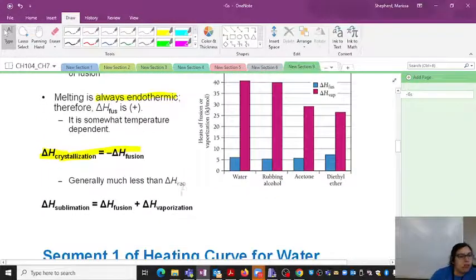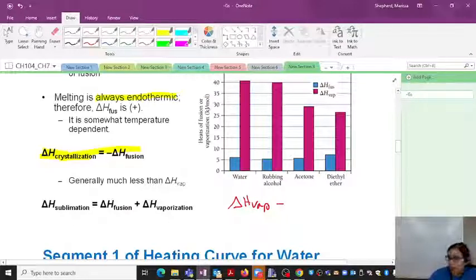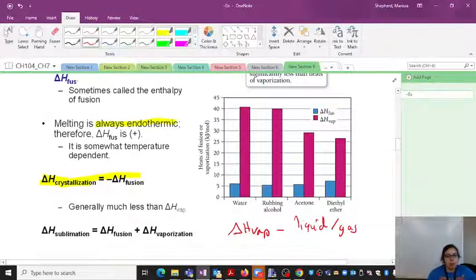So let's add under here. We also have on this chart our delta H of vaporization. That's defined as the energy needed to go from the liquid to gas state. And you can see how much larger the heat of vaporization values are. Water's is somewhere around 40 kilojoules per mole.